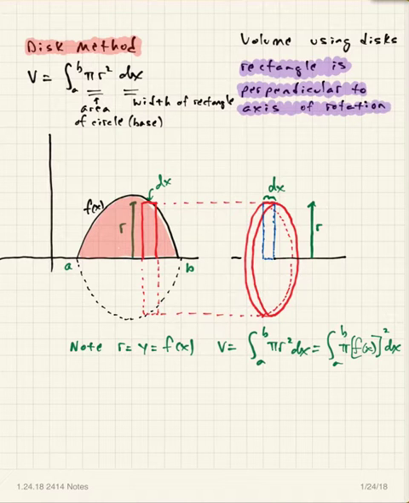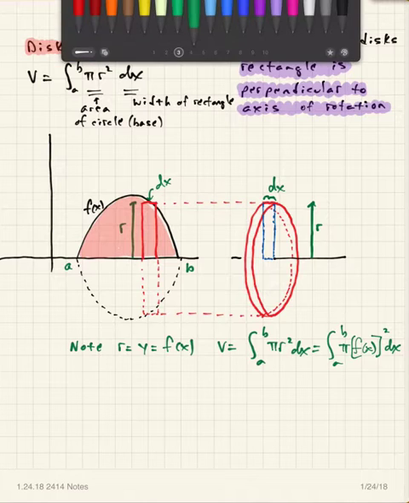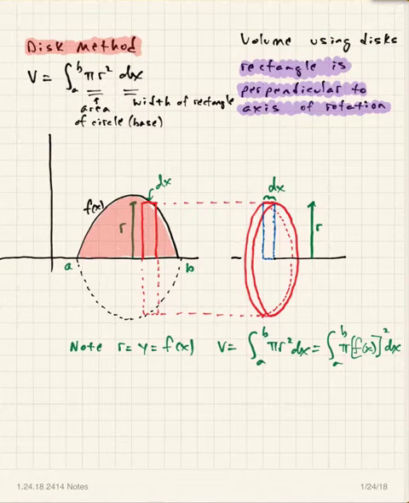So at the end of all this conversation that we're going to have about the shell and disk methods, one question you'll be confronted with is, do I use the shell or the disk method in this problem? And you look at the rectangle you're drawing and think about whether it's perpendicular to the axis of rotation or if it is parallel to the axis of rotation.